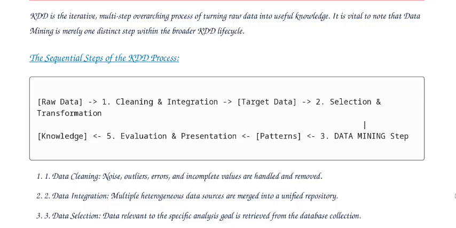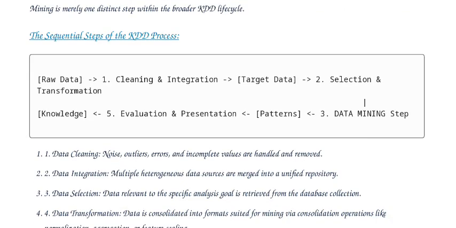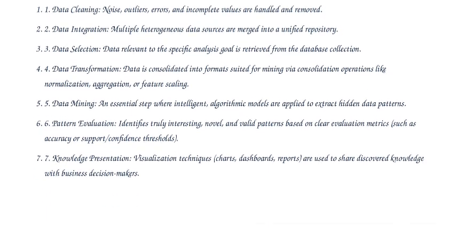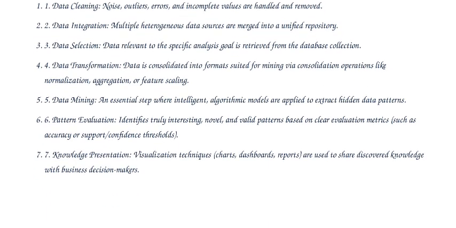Data cleaning refers to noisy outliers, errors, and incomplete values which are handled and removed. As we all know, data is aggregated from multiple sources through different methods or methodologies. Firstly, the data is cleaned in the data cleaning phase. It removes the noise, outliers, errors, and incomplete values. Next, it comes to data integration, where multiple heterogeneous data sources are merged into a unified repository.